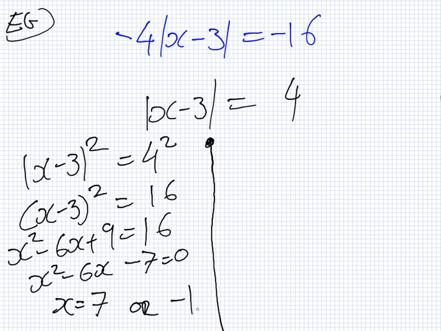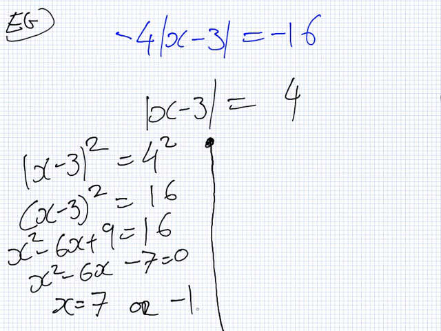Second method now. X equals minus 1 or 7. Also, when you squared it and now square rooted it again, that'll be x minus 3 equals plus or minus, which is kind of like the second method, which we'll do now.